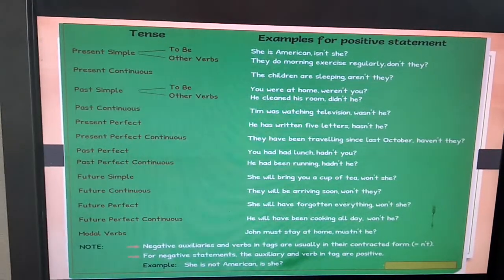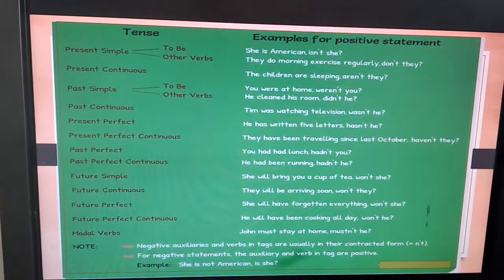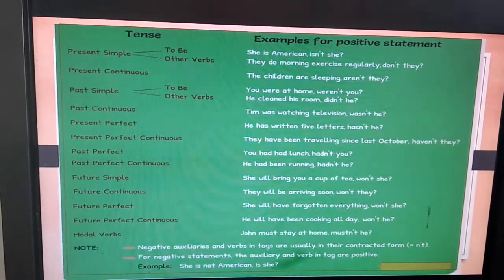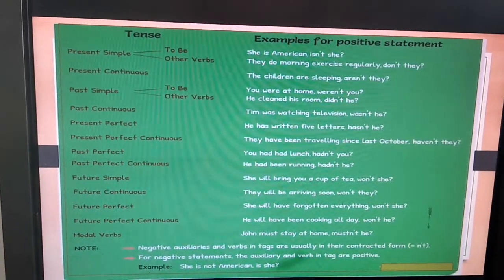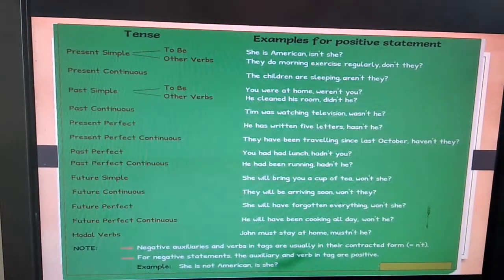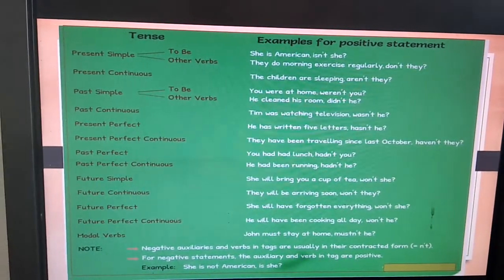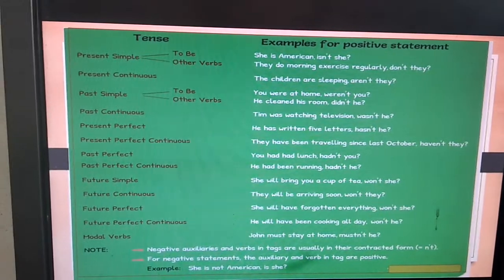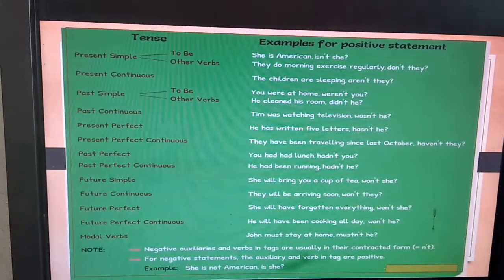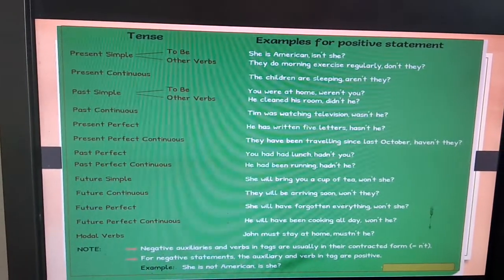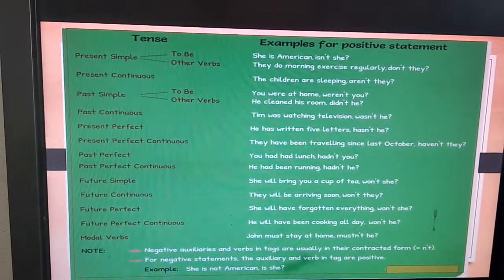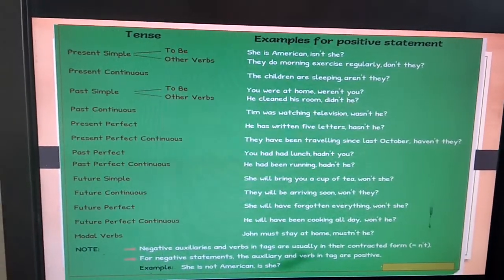See the next statement, that is past continuous. Tim was watching television, wasn't he? Because was is used in the statement. Now present perfect. Present perfect has plus V3. He has written 5 letters, hasn't he? Has is already used in the statement.